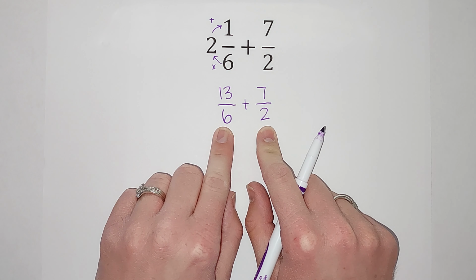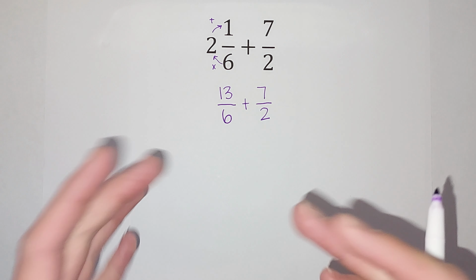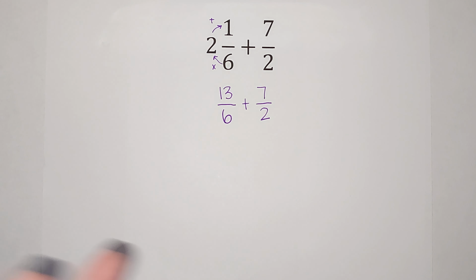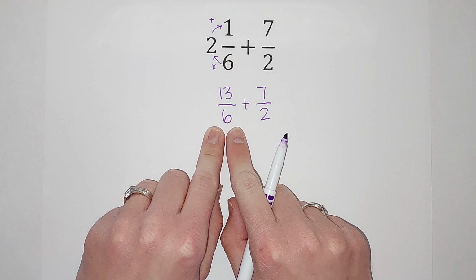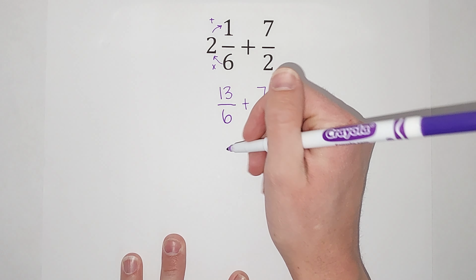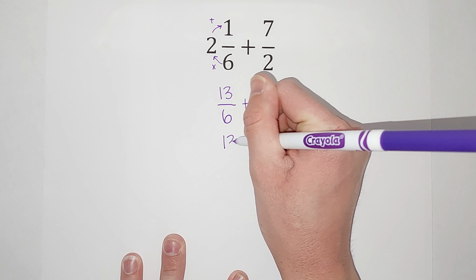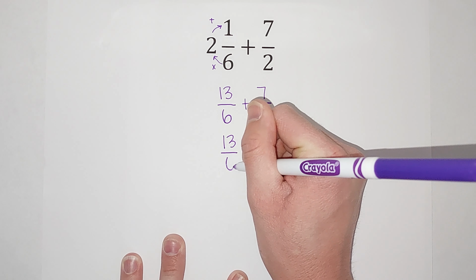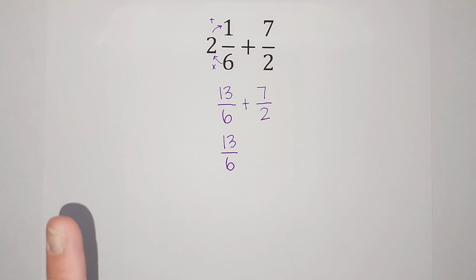All right, so what I do to get them the same is I ask myself, what is the smallest number that 6 and 2 both go into? And it's 6, right? 2 and 6 both go into 6. So the good news about that is that I don't have to change this one. Its denominator is already 6. So this one gets to stay 13/6. Sixths is really hard to say. I dare you to try it right now.